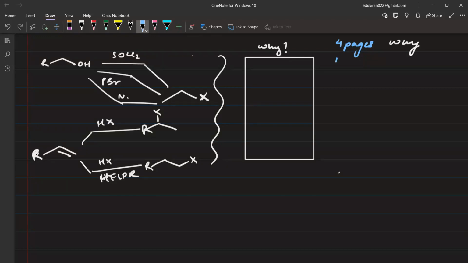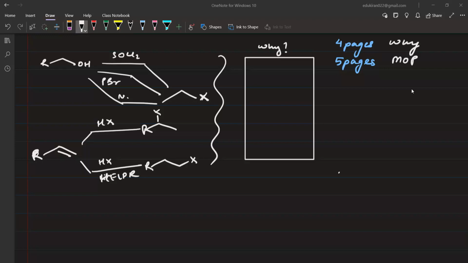You will have 5 pages that will have method of preparation for different things, right? Haloalkane, haloarene, one page. Alcohol, phenol, ethers, 1 page. Aldehyde, ketone, carboxylic acid, 2 pages. Then amines, 1 page. So 5 pages you will be requiring for method of preparation.